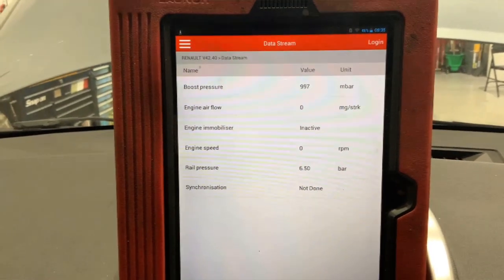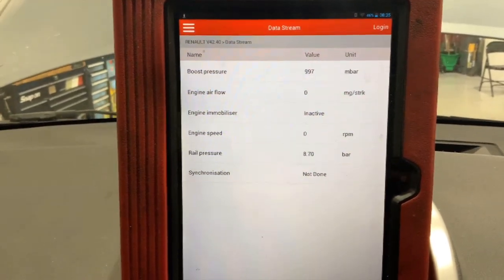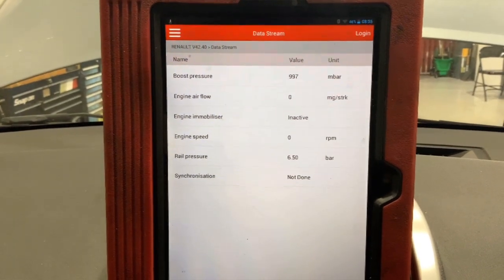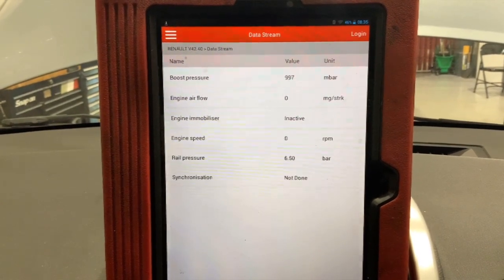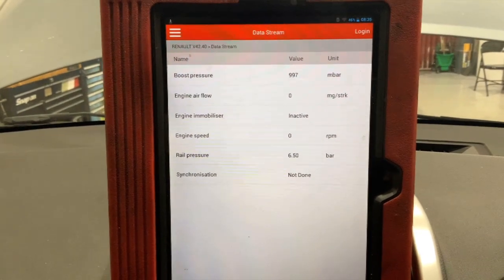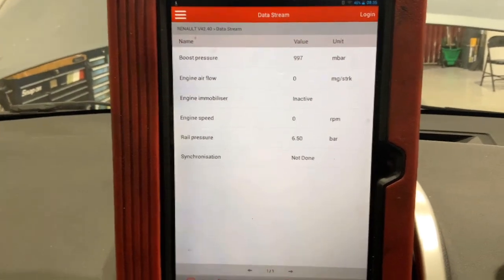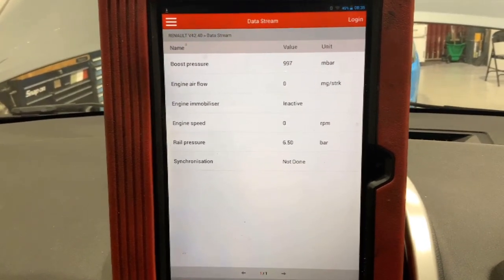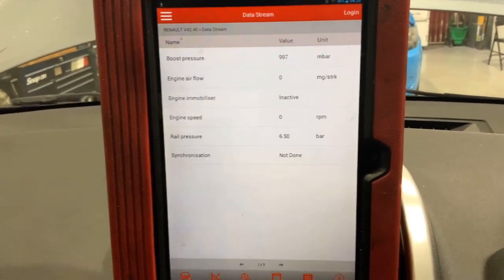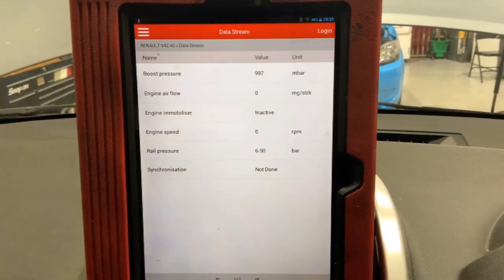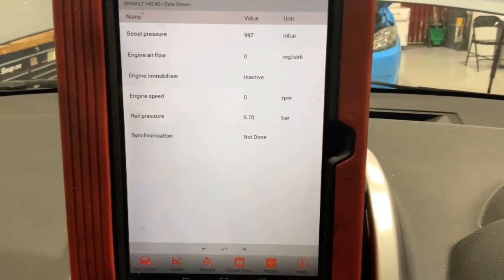So there we go. Manifold pressure looks plausible at 997 millibar. Engine's not running, so it's basically reading atmospheric pressure. Engine airflow is 0, which it should be. The engine's not running. Speed is 0. Rail pressure 6 to 8 bar, which will just be a residual pressure in the rail. There's no synchronization yet because we haven't tried to start the car, so let's go for another start up.